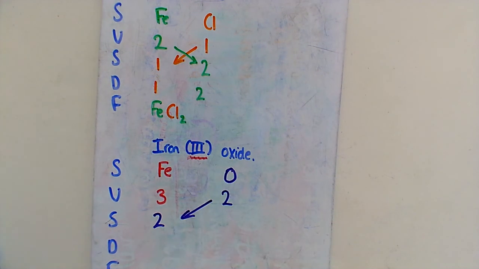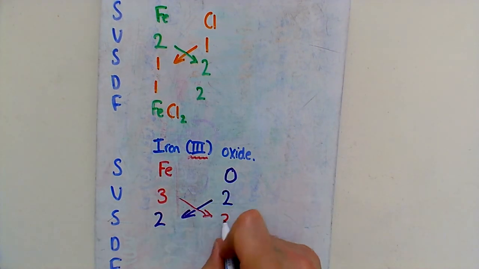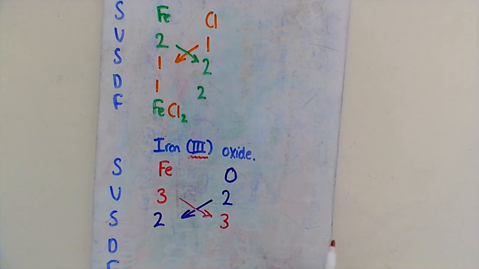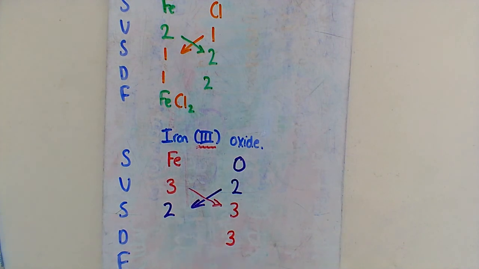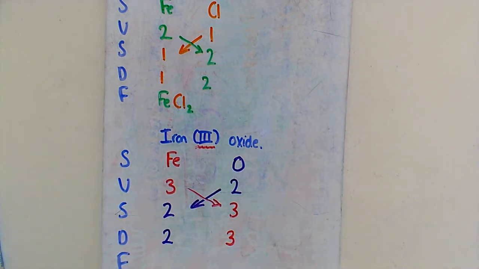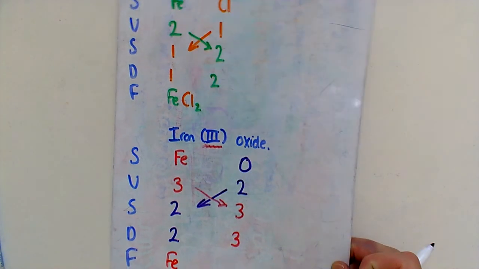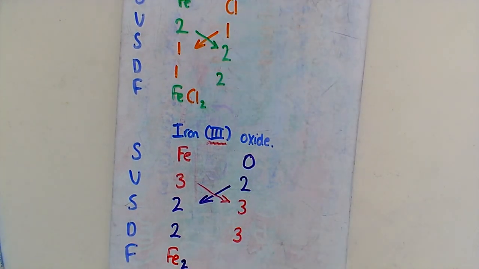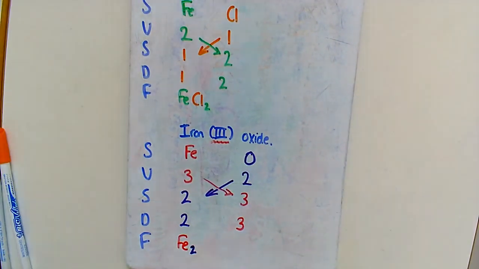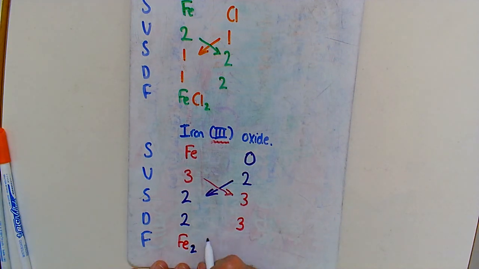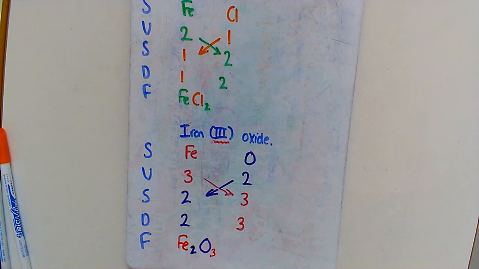We swap. 3 and 2, there's nothing we can simplify that to, so we keep the numbers where they are, and then we write out the formula. So Fe, there's a 2 underneath it, so we have Fe2, and then we have oxygen, and with a 3 underneath it, we write a 3 to the right hand side. So Fe2O3 for iron 3 oxide.